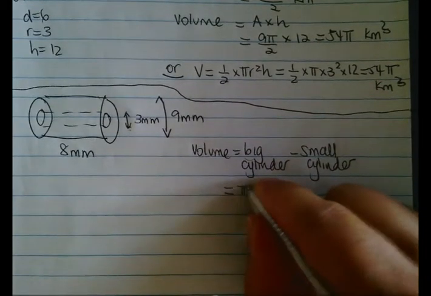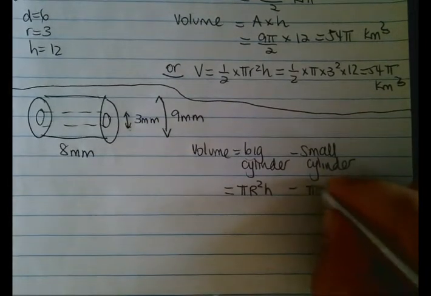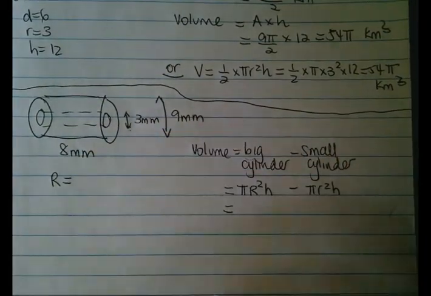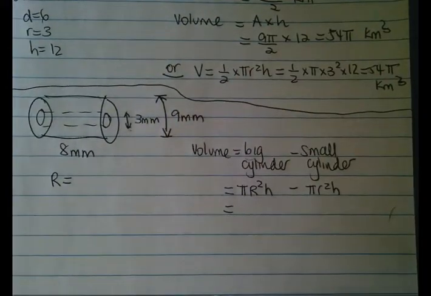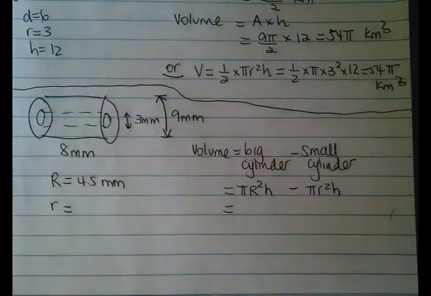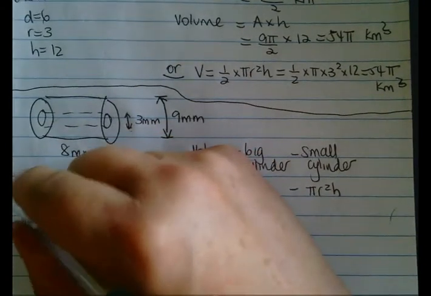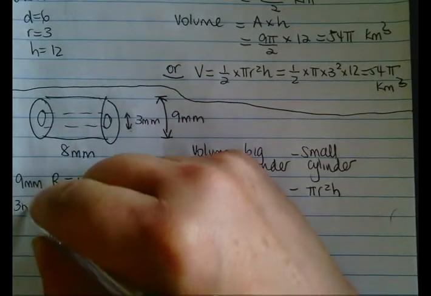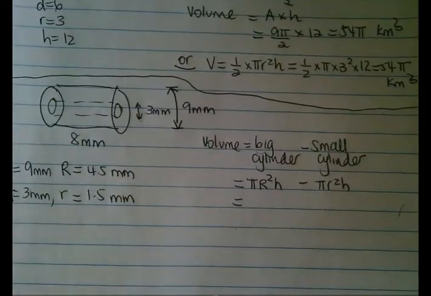So the big cylinder is going to be pi R squared h. Notice I'm doing capital R. And the small cylinder, I'll go pi r squared h. Are we okay with that? For the big cylinder, what's the radius? Well, it's half of 9. 4.5. And the small cylinder, what's its radius? So I've got diameter of the big one's 9. Diameter of the little one is 3. So it's 1.5.